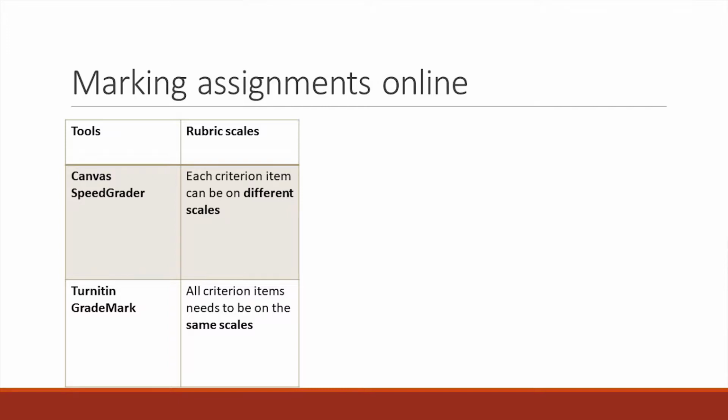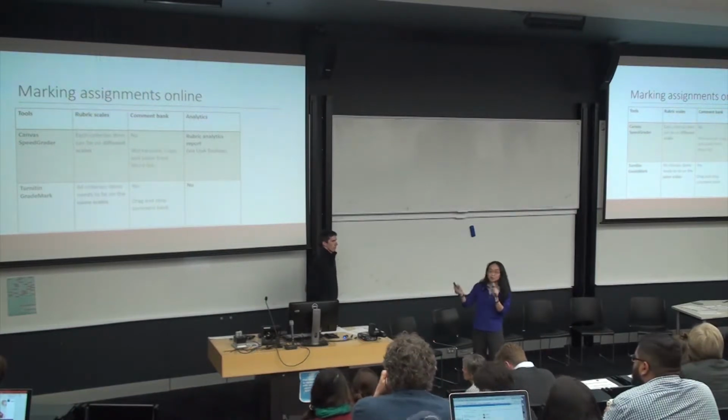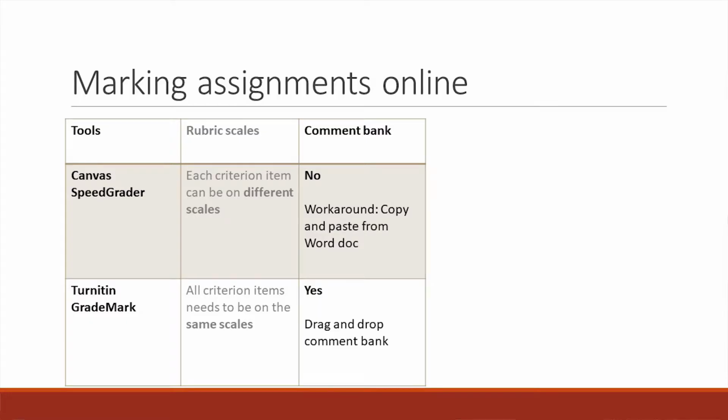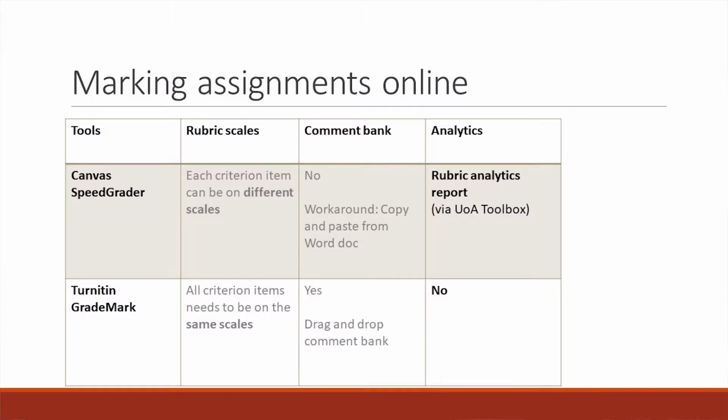When it comes to analytics, earlier Pushpul and Joe showed this rubric analytics report. It's currently available from UOA Toolbox, thanks to our internal IT team. That's not a Canvas feature, but we have it available only if you mark with rubrics through Canvas. The other difference that has been pointed out to me is voice feedback. Some people prefer to use voice marking. In Canvas, you look through the whole script and then give them voice feedback, whereas in Turnitin, you can scroll through the paper and record at the same time. If you want to do that in Canvas, I suggest two screens.